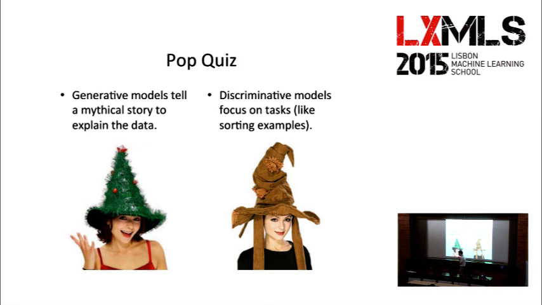The other kind of machine learning that we use fairly frequently in NLP, and I think we saw some of this yesterday in Yejin's talk, are discriminative models, where we say that there's a task to be done, like we need to sort out a set of examples. So the idea is we focus on that task and we train a model that does really well at solving a particular task, like the sorting hat in Harry Potter.